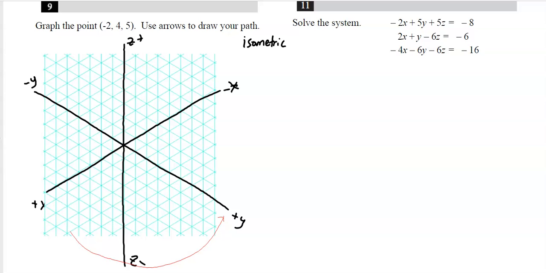All right. Once we have a grid set up, now we have to find this location. We've got to get to the right spot. So x, y, z. In the x, we go 2 in the negative direction, which is 2 blocks this way. Stop right there. Then we go 4 blocks in the positive y. And then we go 5 blocks positive z.